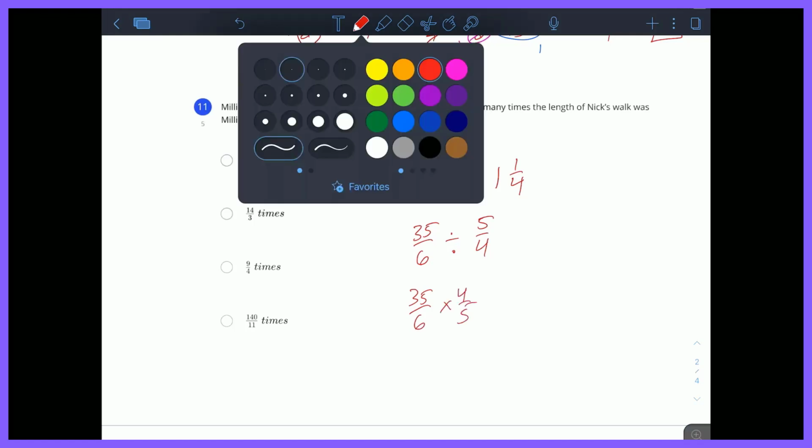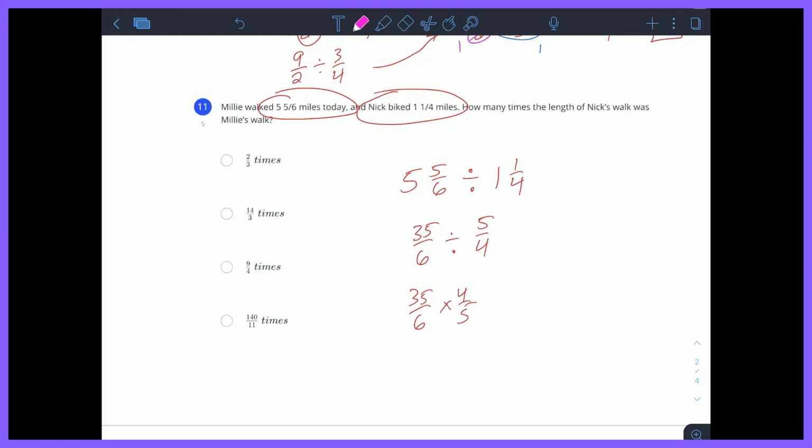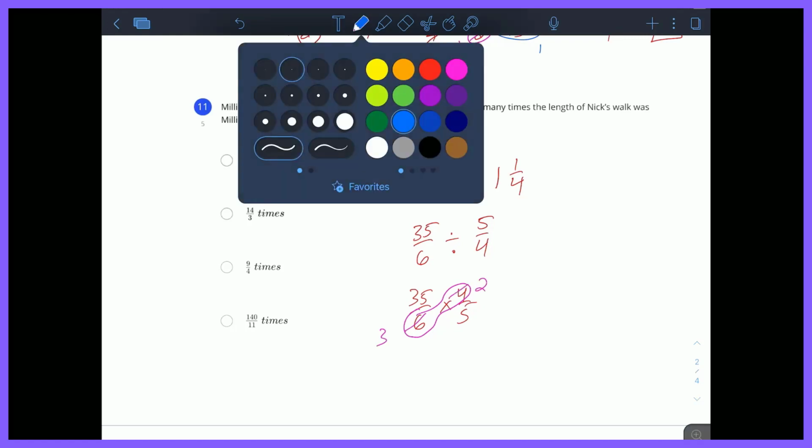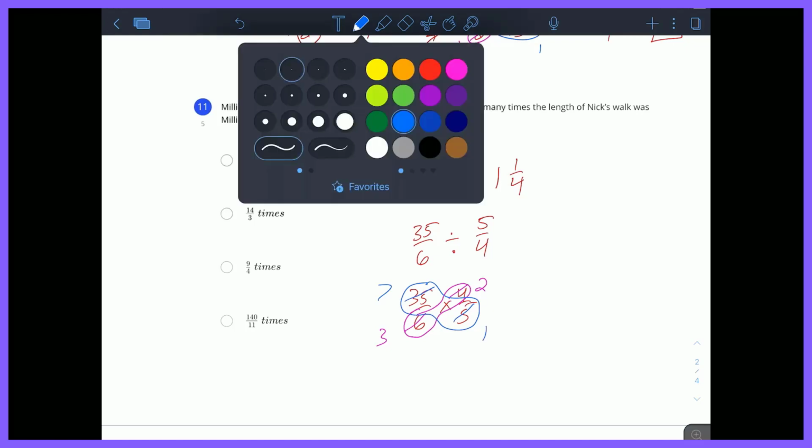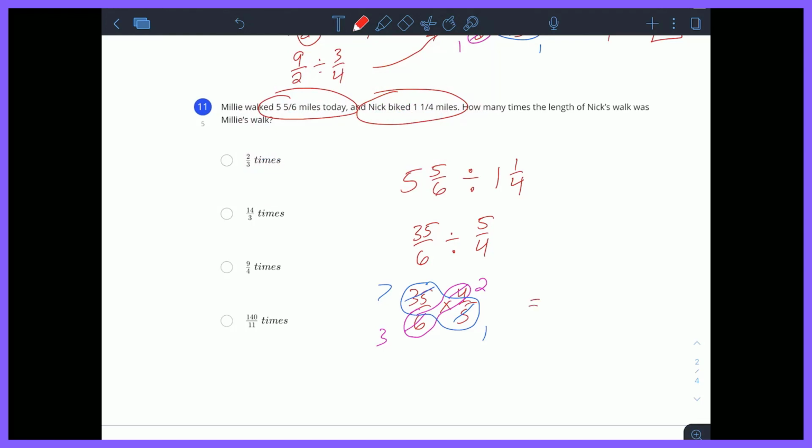Now we simplify. So I try to simplify vertically. I still haven't been able to, but diagonally is going to come in big here. 6 and 4 could each be cut in half, or divided by 2, to make 3 and 2. And then 35 and 5, I'm going to divide by 5. So that makes 7 on the 35 side, and 5 is going to turn into 1 because I'm dividing by 5. So the final answer to the problem is top times top, bottom times bottom, 14/3, which is the second bubble.